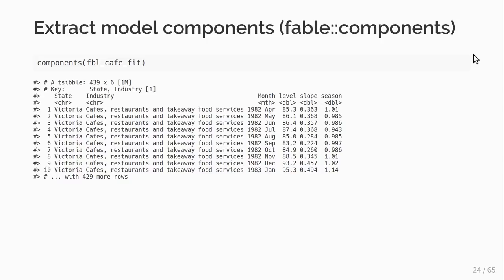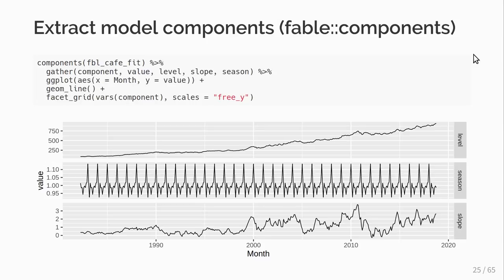And lastly, we have our own broom-like generic for components. Because we've fit an ETS model, it's built up on these states for level, trend and slope, and season. These provide some useful information that's interesting to us, and it's especially valuable when we visualize it. So here's some quick little ggplot code. All these functions will work very well with the tidyverse, naturally extending to ggplot, dplyr, and so on. And we can see our level is increasing over time. That's something we saw in our time series. Our seasonality is very constant as well. And lastly, our slope, sometimes it's going up and down. At times it's negative, but most of the time it's growing.